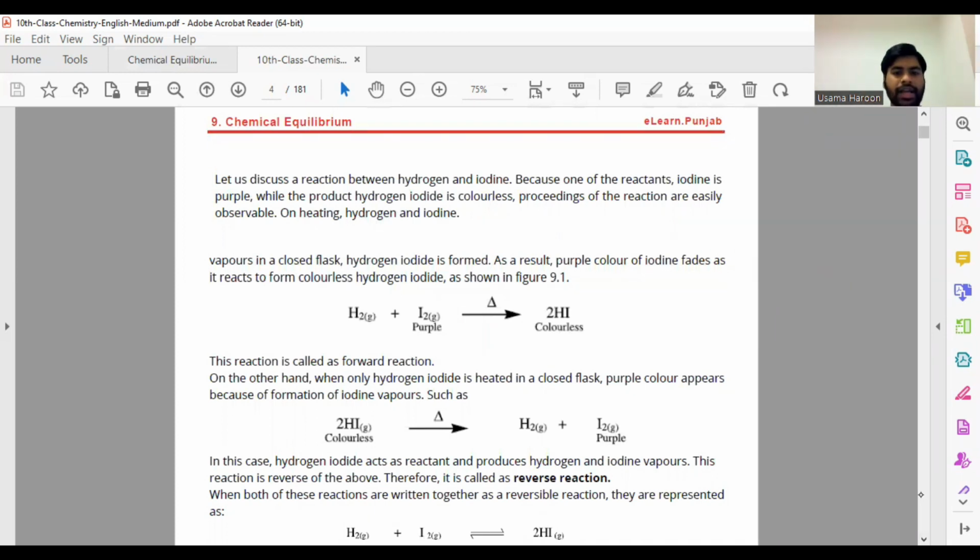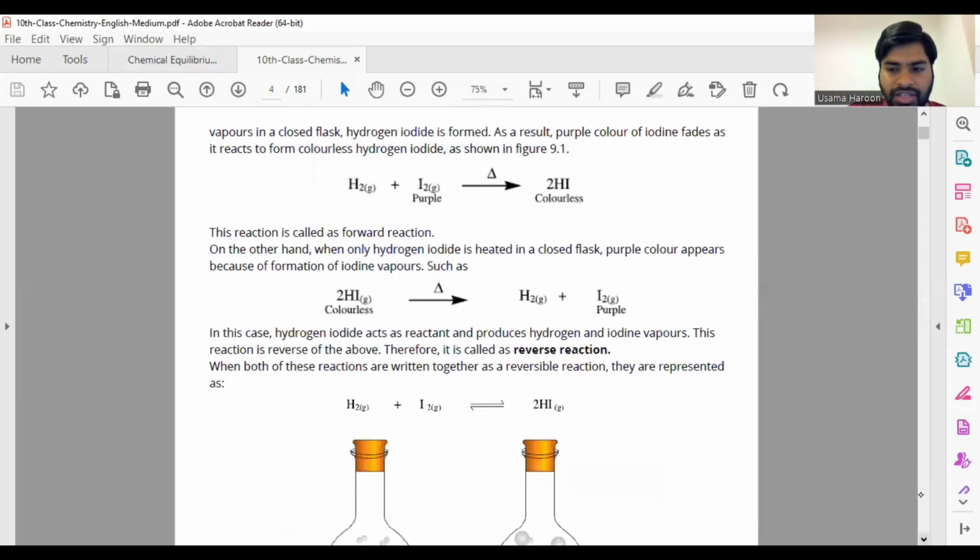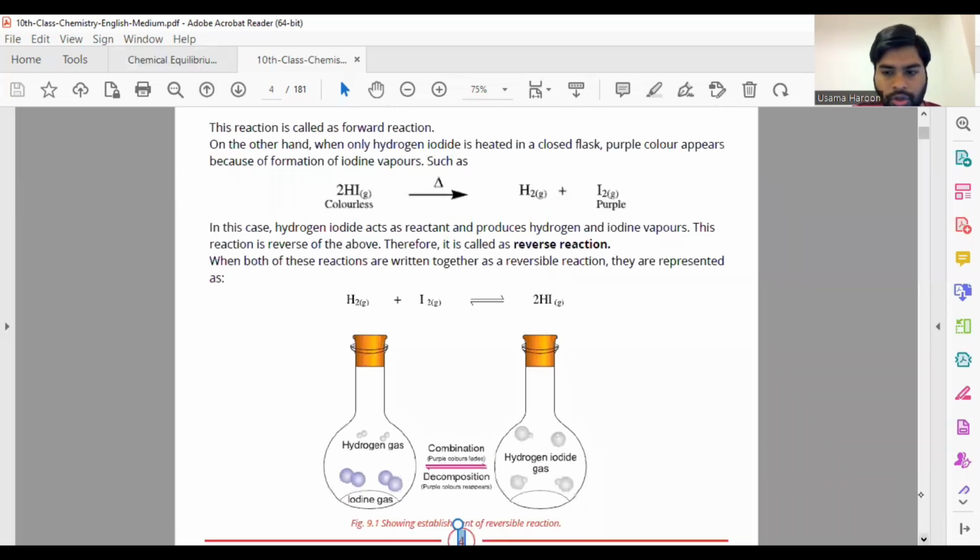Hydrogen is a colorless gas and iodine is a purple gas. Whenever we combine these two gases in a closed system, as I have shown in this, as you can see from the book, there is a flask which is closed. As you can see, I just have to annotate this one. This flask is closed, and in this flask we have filled the hydrogen gas and the iodine gas. The hydrogen gas molecules are colorless, but the iodine gas molecules are purple.